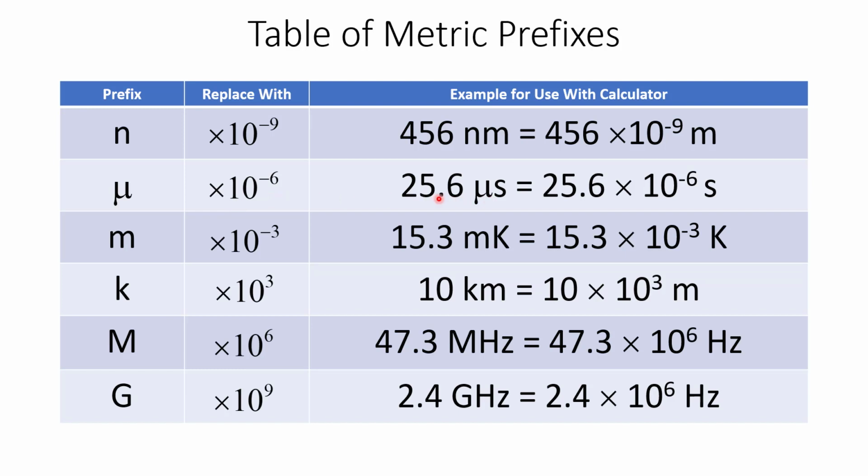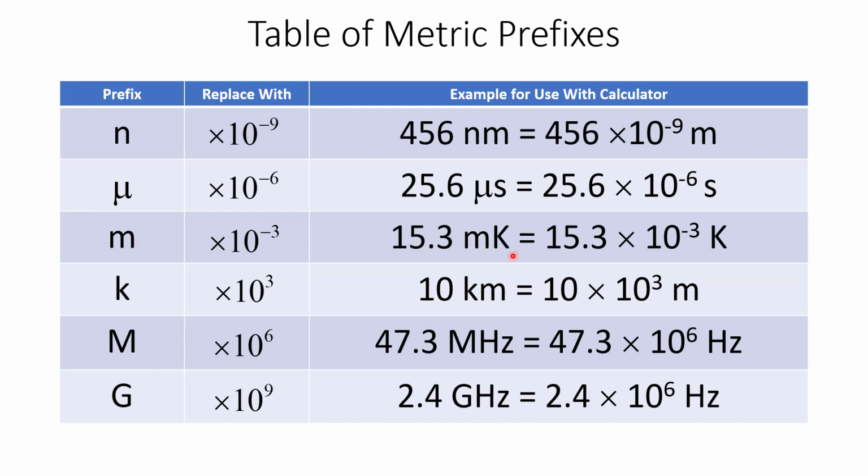And so 25.6 microseconds would be 25.6 times 10 to the minus 6th seconds. And again, technically that is not good scientific notation, but it works just fine for plugging it into your calculator, and that's what we'll be concerned with. Okay, and then we've already dealt with milli, the metric prefixes of m.